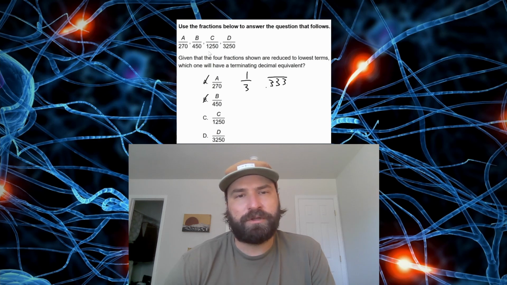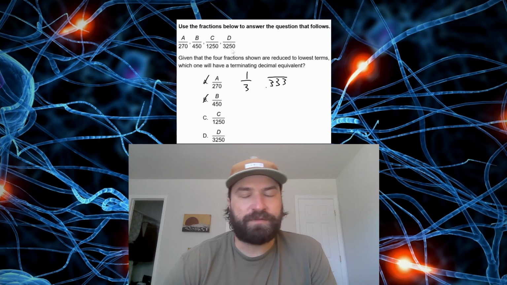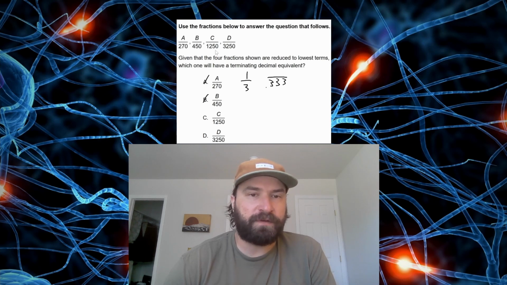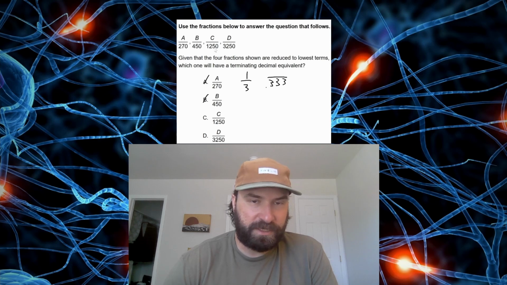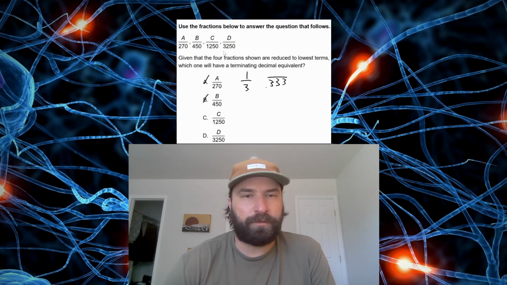These other two are a little trickier. I'm not sure if they're divisible by 3. There is a trick to see if something's divisible by 3. You can add up all the digits, and if the sum of the digits is divisible by 3, then the number is divisible by 3. So 1 plus 2 plus 5 is 8, which is not divisible by 3. So the C one is not divisible by 3. 3 plus 2 plus 5 is 10, which is not divisible by 3. So these two are not divisible by 3. So I can't immediately eliminate either one.